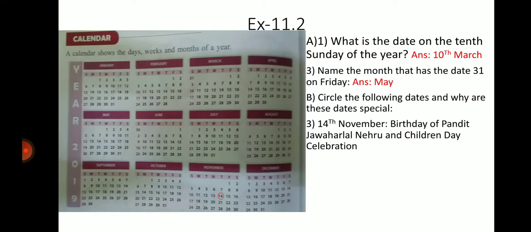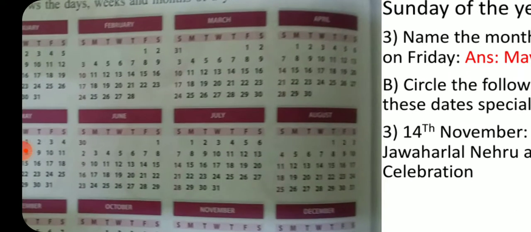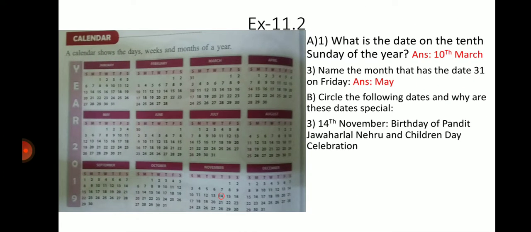Now exercise 11.2, we will mark some dates in the calendar which is given in the book. A1, what is the date on the 10th Sunday of the year? Let us zoom the calendar. See, in March, the Sunday is 10. So the answer is 10th March.